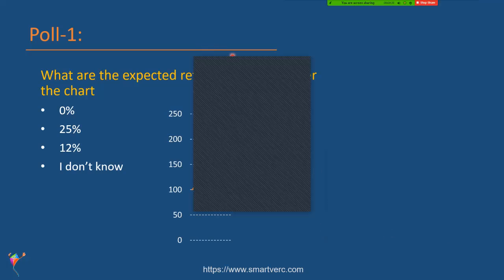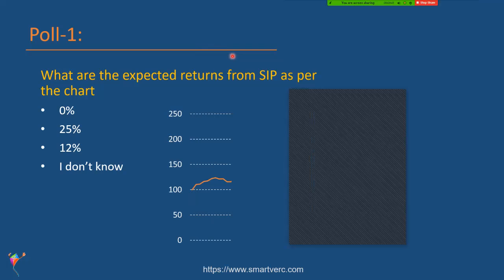Here is the result. This is the first time ever I see that 98% of you are not correct. Yes, the answer is 0. Why is it zero? That is why I said most of us do not know how to calculate the SIP returns.